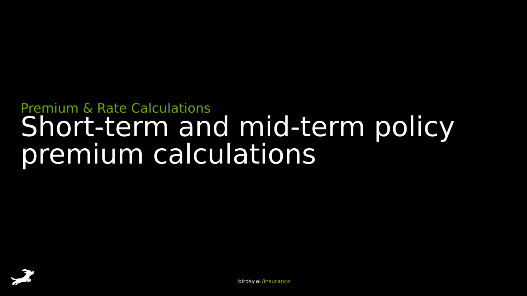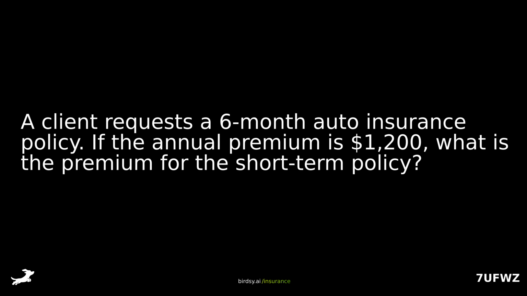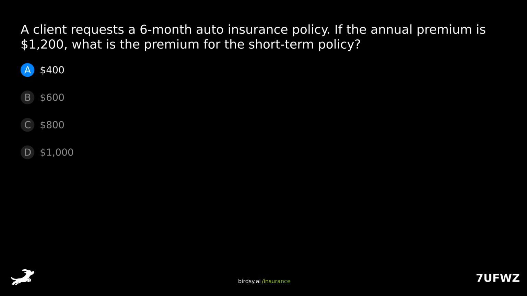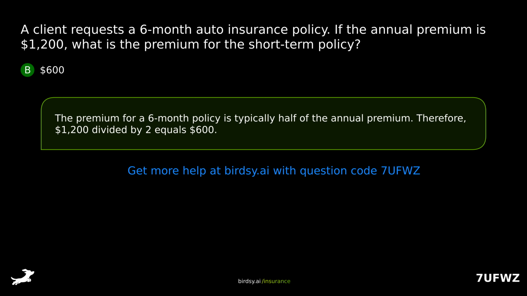Short-term and mid-term policy premium calculations. A client requests a 6-month auto insurance policy. If the annual premium is $1,200, what is the premium for the short-term policy? Is it A, $400, B, $600, C, $800, or D, $1,000? The answer is B, $600. The premium for a 6-month policy is typically half of the annual premium. Therefore, $1,200 divided by 2 equals $600.